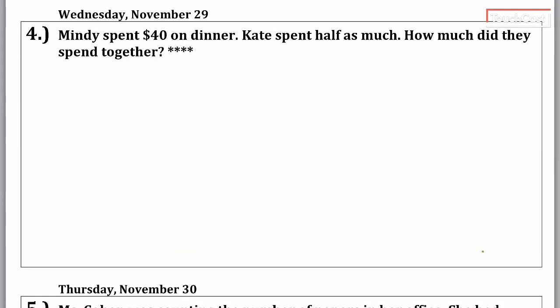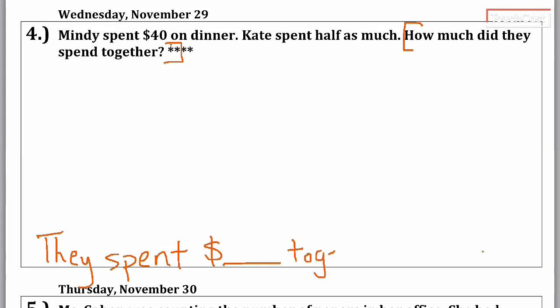Alright, next up, we're going to take a look at Wednesday. Mindy spent $40 on dinner. Kate spent half as much. How much did they spend together? So we are going to write an answer sentence. How much did they spend together? They spent blank dollars together. And you can see that I am just using the words from the question in order to get my answer sentence. They spent blank dollars together.